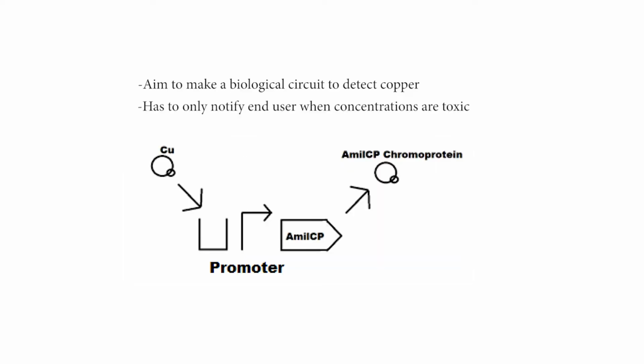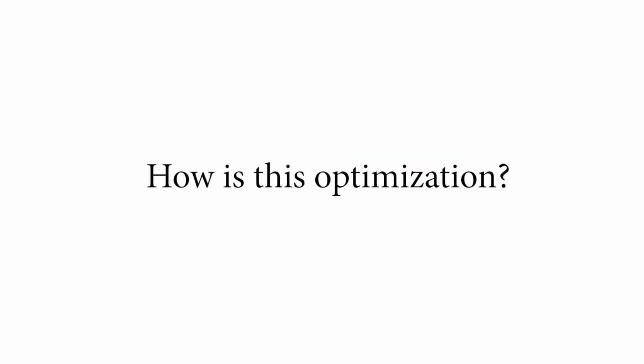In this project, we aim to optimize the design parameters needed to create a biological circuit that is capable of notifying an end user if there are toxic copper concentrations in the medium of food or liquid that they are going to consume. How is this an optimization problem? Well, first let's go over how the biological circuit we are considering actually works.